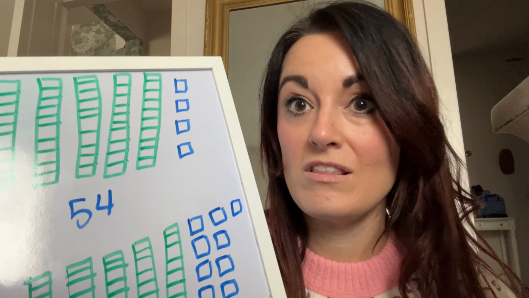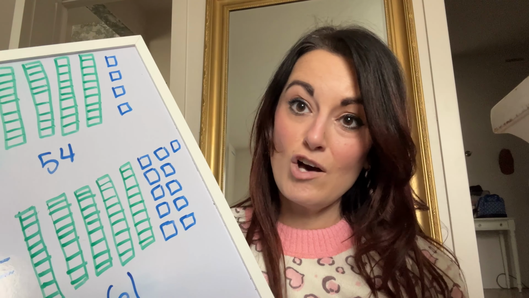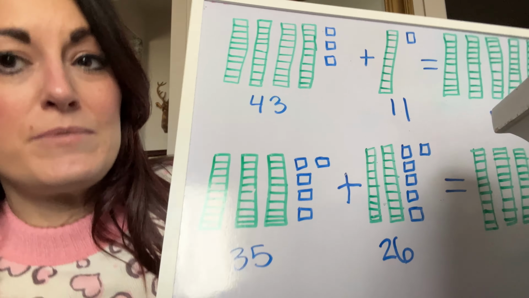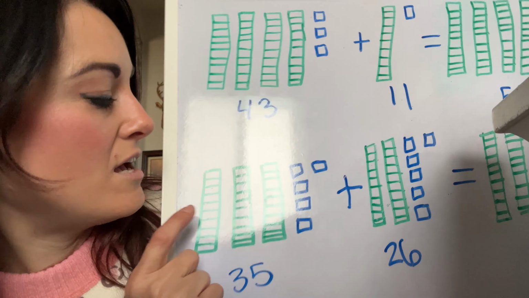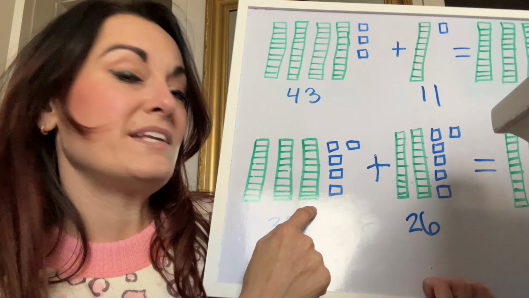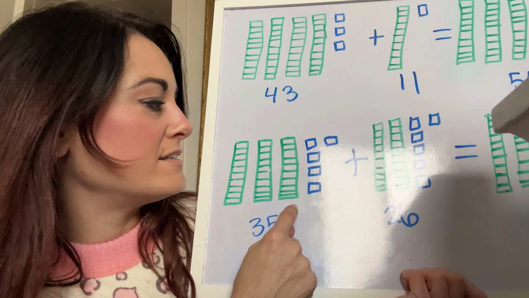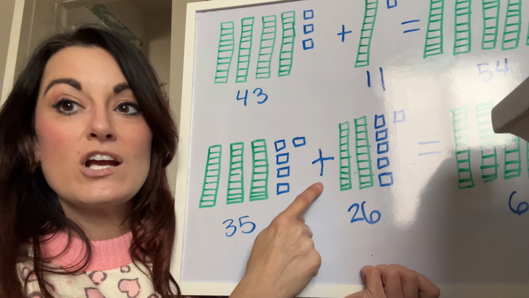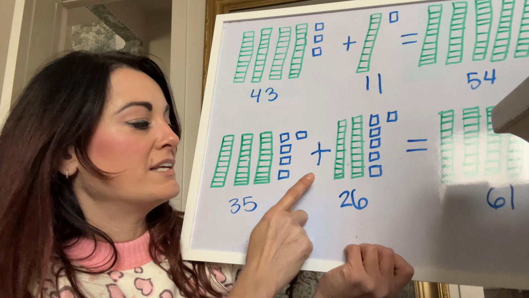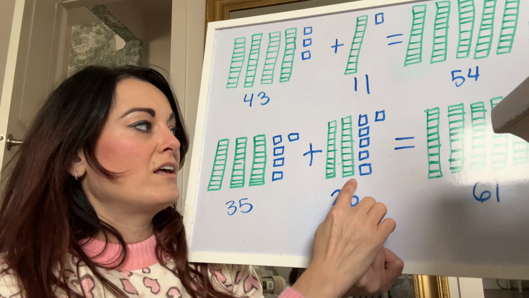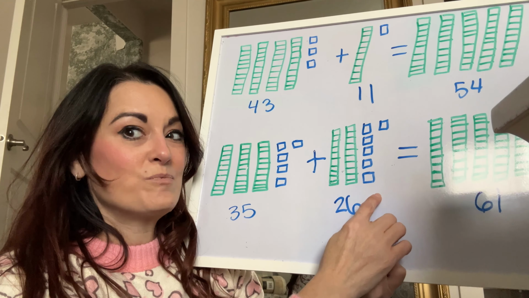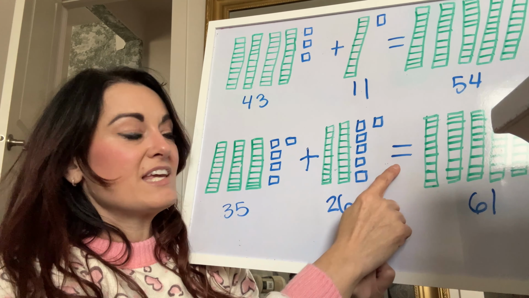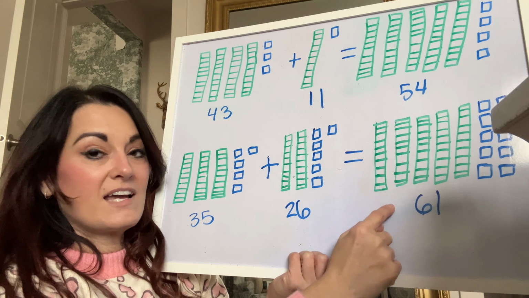Okay, now we're going to learn something new, which is called regrouping. So we're going to use what we already know, and we're going to add more to it. So we're going to come down to the next problem, and we have 3 tens and 5 ones, which makes 35. And this is our addition sign. We're going to add them to this number. We have 2 tens and 6 ones. So we're going to add all these together and get them together on this side of the equal sign.